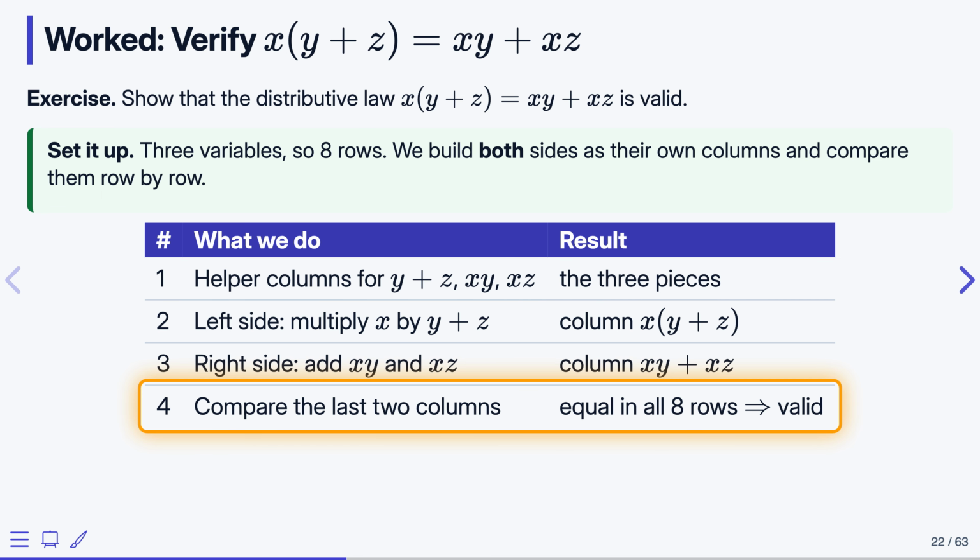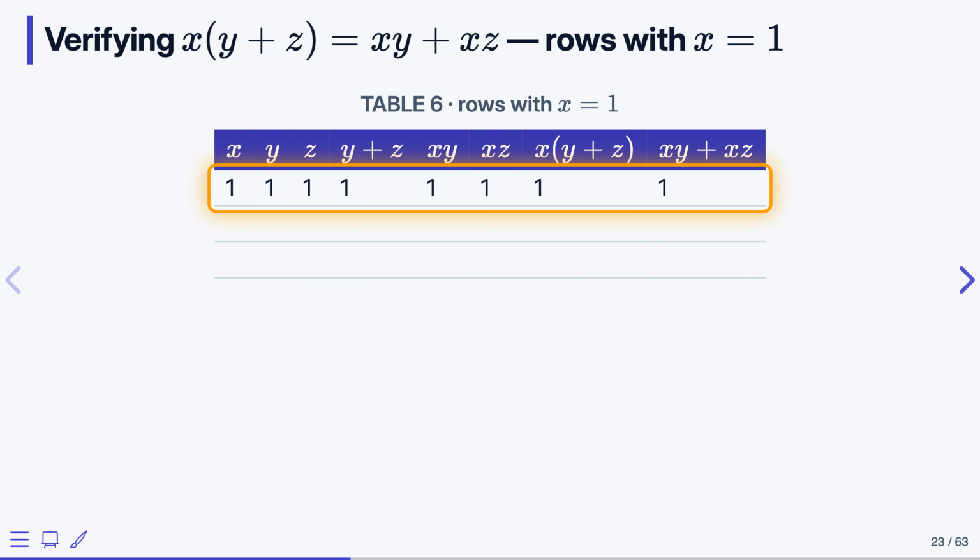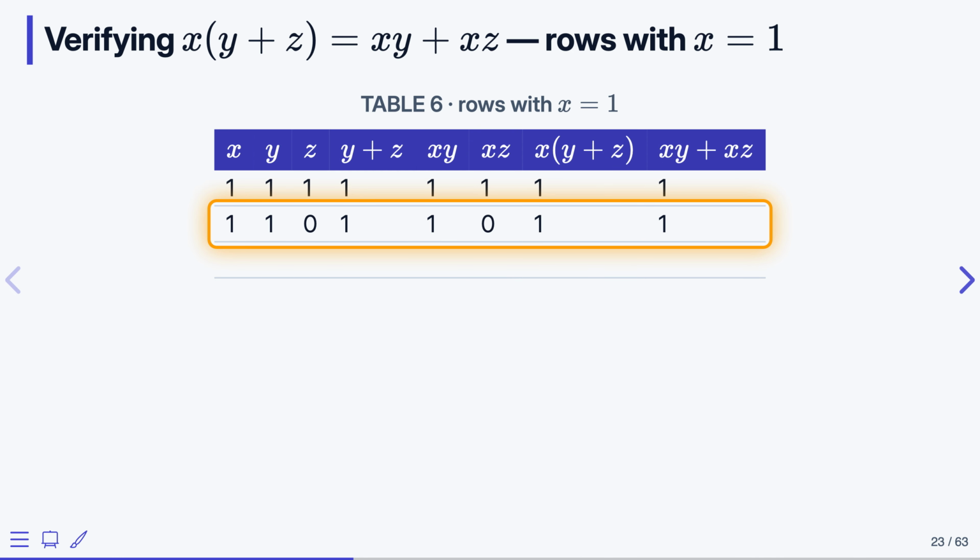Let's fill it in. These are the 4 rows where x is 1. The last 2 columns are the 2 sides we want to compare. Row 1. Y and z are both 1, so y plus z is 1. Xy is 1 and xz is 1. The left side is 1 times 1, which is 1. The right side is 1 plus 1, which is 1. They agree. Row 2. Z is now 0. Y plus z is still 1. Xy is 1, xz is 0. The left side is 1. The right side is 1 plus 0, which is 1.